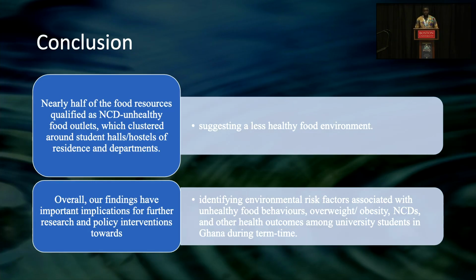In conclusion, we can see that more than half of the identified food outlets were unhealthy, which suggests that the University of Ghana has a less healthy food environment. This research has an overall impact on further research and policy intervention, which could identify environmental risk factors associated with unhealthy food behaviors, overweight or obesity, NCDs, and other health outcomes among university students in Ghana in the long term.